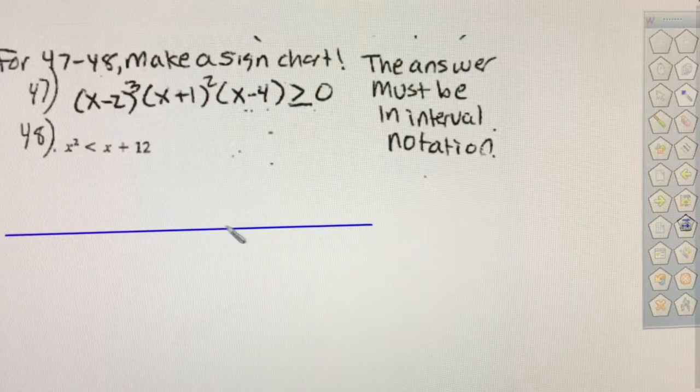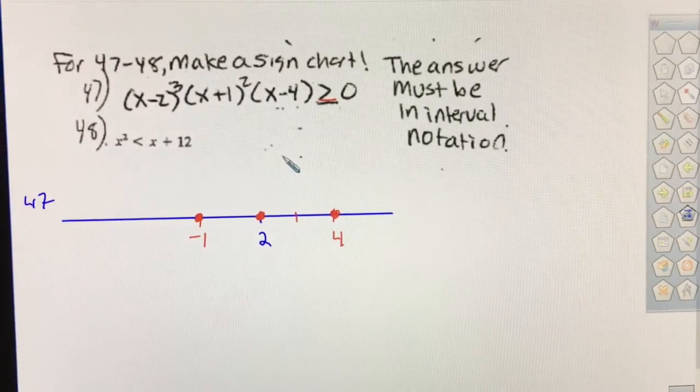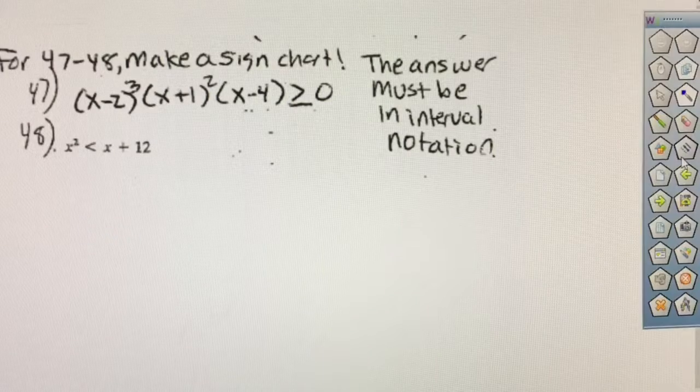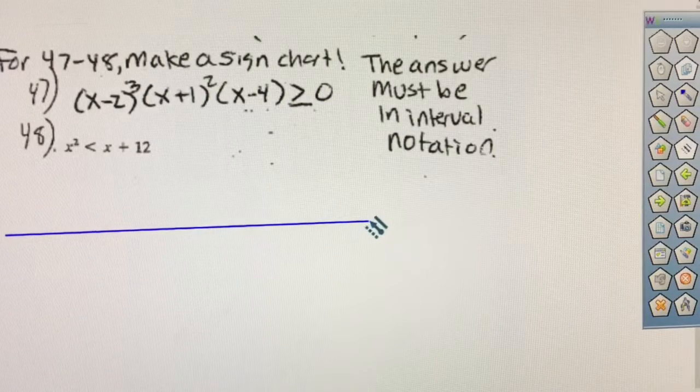So there's a 0 at 2. Because it's greater than or equal to 2, it gets a closed circle. At negative 1, again, it's a closed circle because it's greater than or equal to. And then at 4. Now I know where I'm supposed to shade, so I'm going to find out what values when I plug in are greater than or equal to 0. This is a nice problem to use the calculator on and use the table function. So first I'm going to make a number line and find out where the zeros are for number 47.